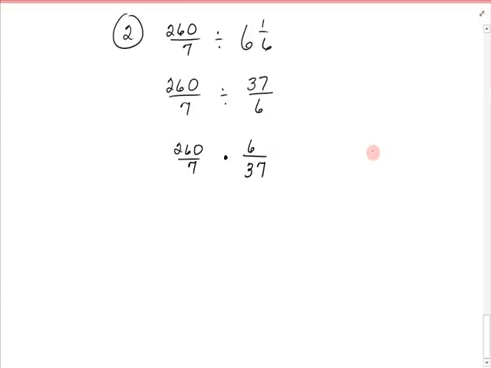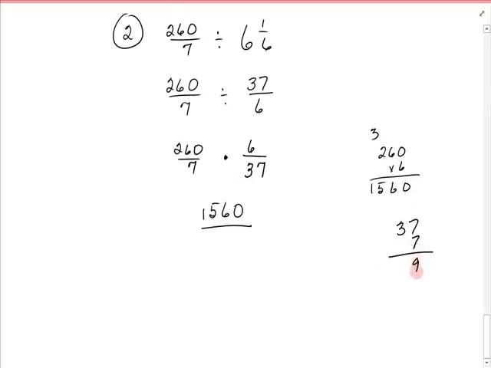I do not believe I can do any reducing, so I have to multiply the tops and multiply the bottoms. 260 times 6, 36, carry the 3, 12. The numerator is 1,560. The denominator, let's see, it's 37 times 7. That's 49, carry the 4. That's 259.